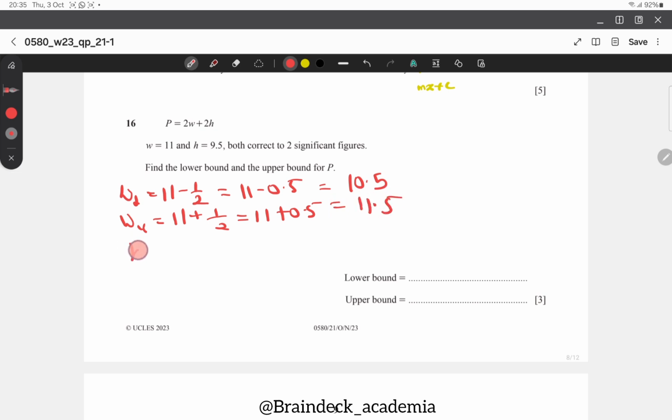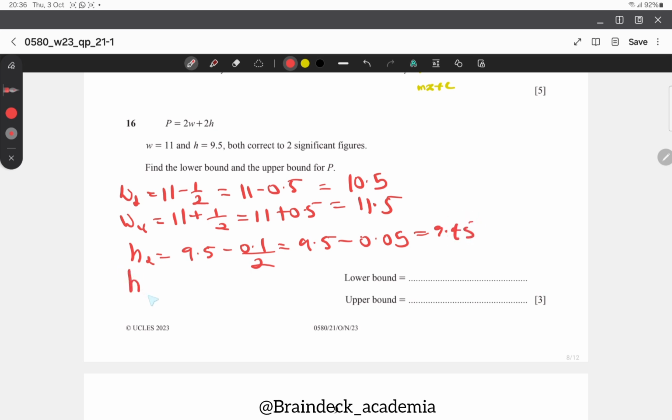So that's that. Therefore, H lower bound: H is a single decimal number. So the degree of accuracy here should be 0.1/2. If it's a 2 decimal place number, it will be 0.01/2. If it's a 3 decimal place number, it will be 0.001/2, like that. So since it's a single decimal place number, it will be 9.5 minus 0.1/2. You get it? So this will be the same thing as 9.5 minus 0.05, which will give me 9.45.